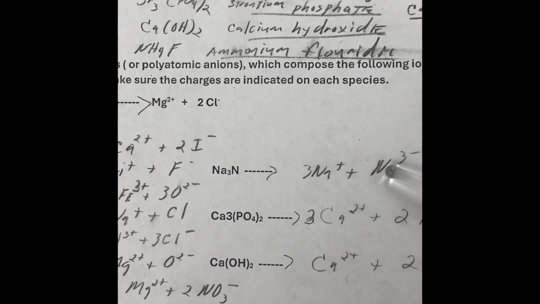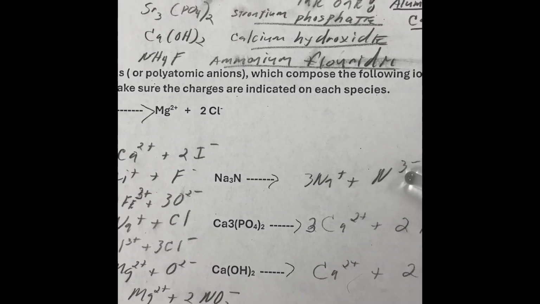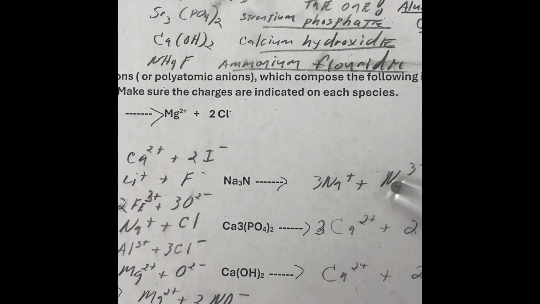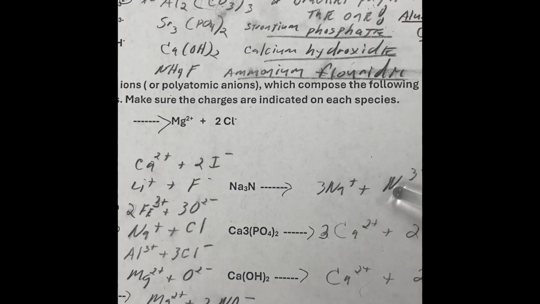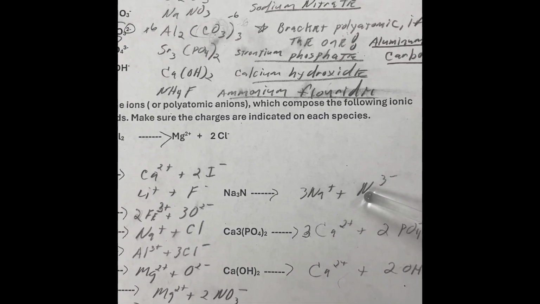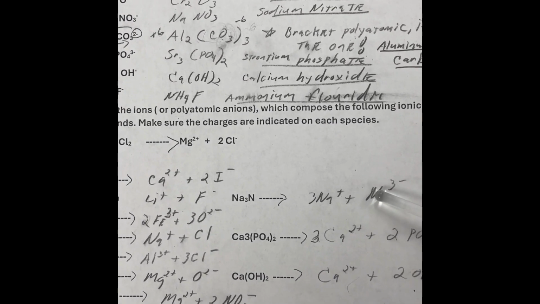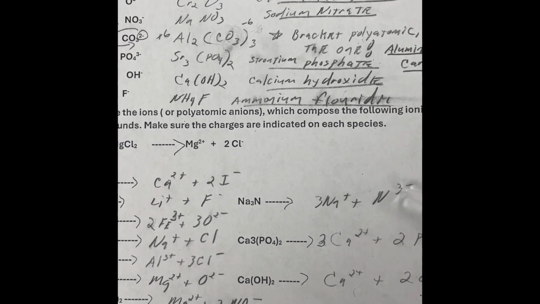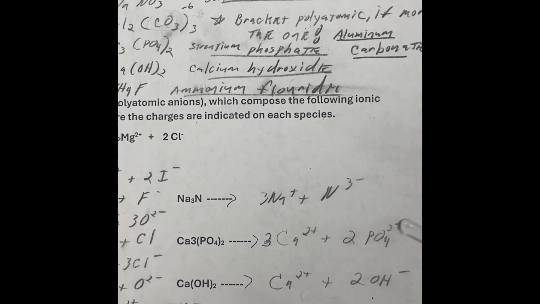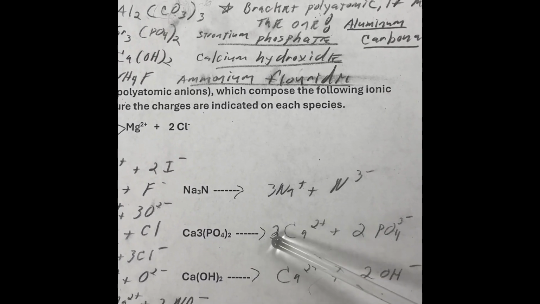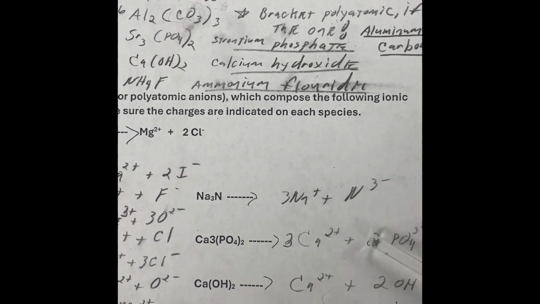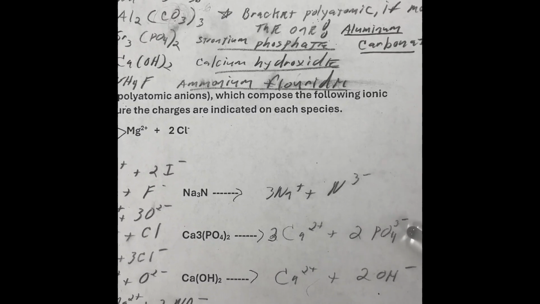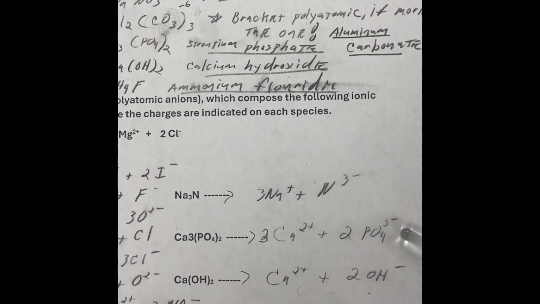Note that this, if it takes on a charge, will often be -3 because of its position on the periodic table with valence electrons. How many valence does this have? 5, so it gains 3 electrons. That should be making some sense. Here's calcium phosphate, ionizes into 3 calcium ions and 2 phosphate polyatomic ions.